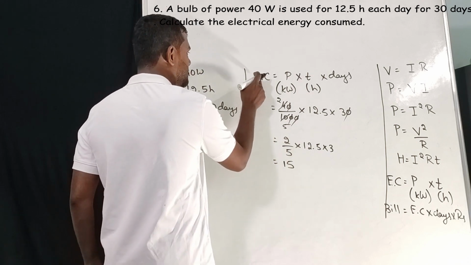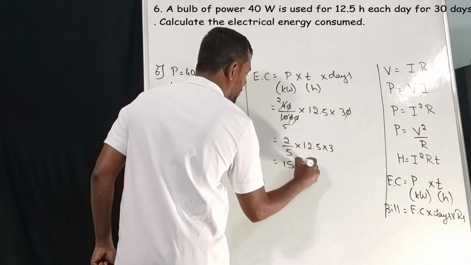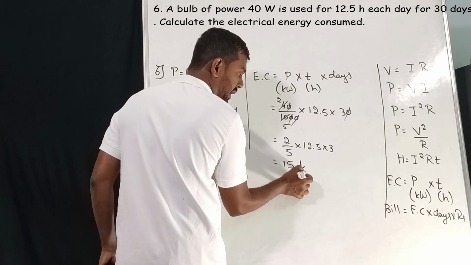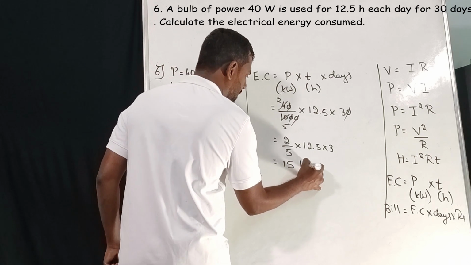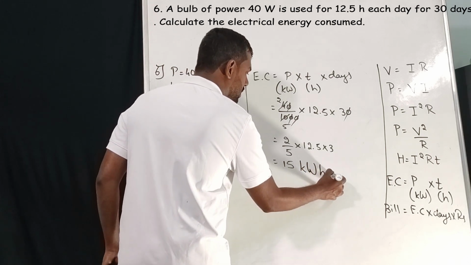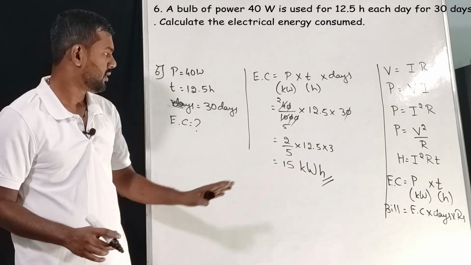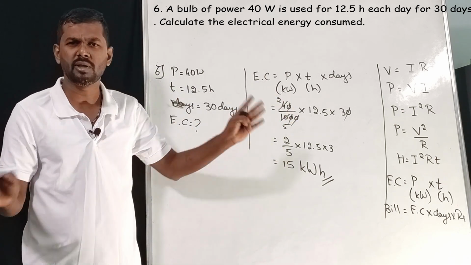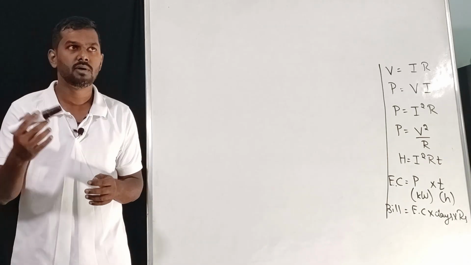What are we finding? Energy consumption. And what is the unit? Kilowatt hour. Kilo, small k, very important. If you write capital K, that is different. Small k, capital W, small r, small h. Okay, so this is very important. That's it. You can go for any method of calculating the answer. The answer will be the same.